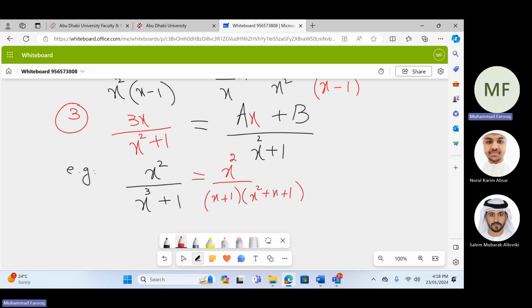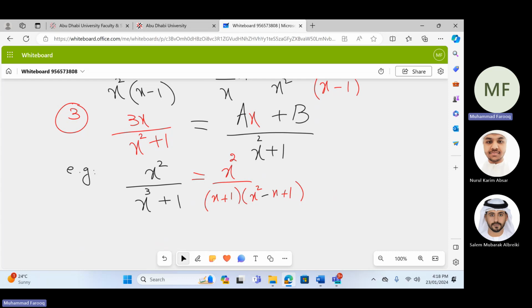The sum of two cubes, a cube plus b cube, that factorizes as a plus b into a square minus ab plus b square. Yes, it is plus in the first factor and minus in the second. So don't forget the algebra, please. We have to use it frequently, please. If you don't know it, oh my God.